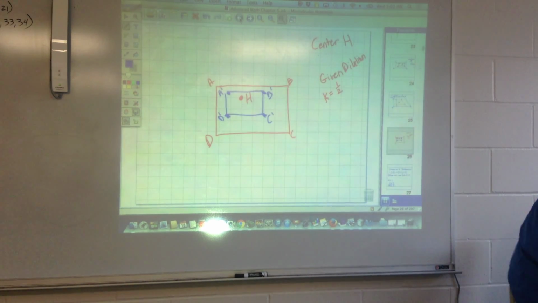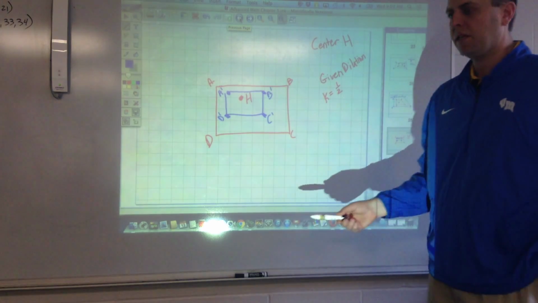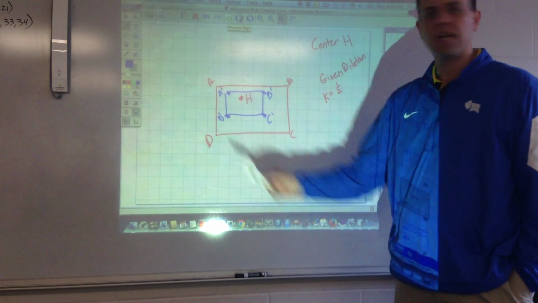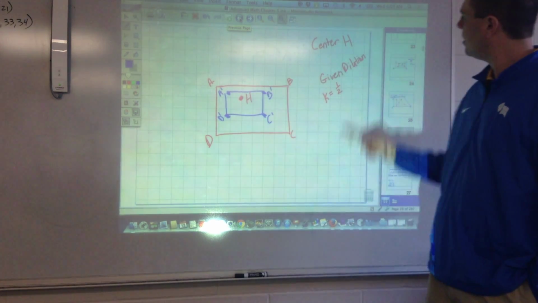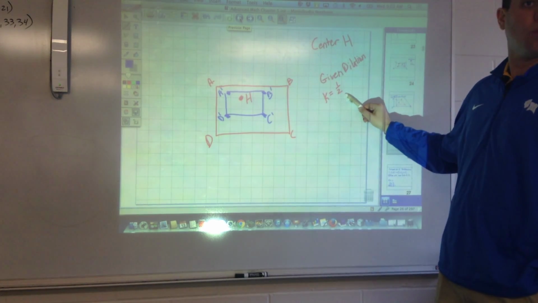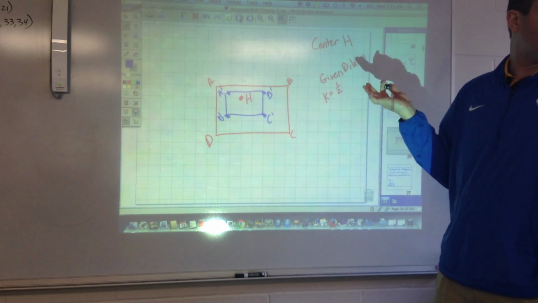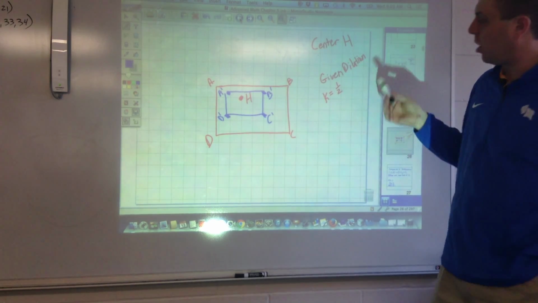Oh, here's the one we did in the other class. So I drew a rectangle, A, B, C, D, and H was my center, and I had a dilation of 1/2. So what happened to it? That's smaller. It got smaller, right?